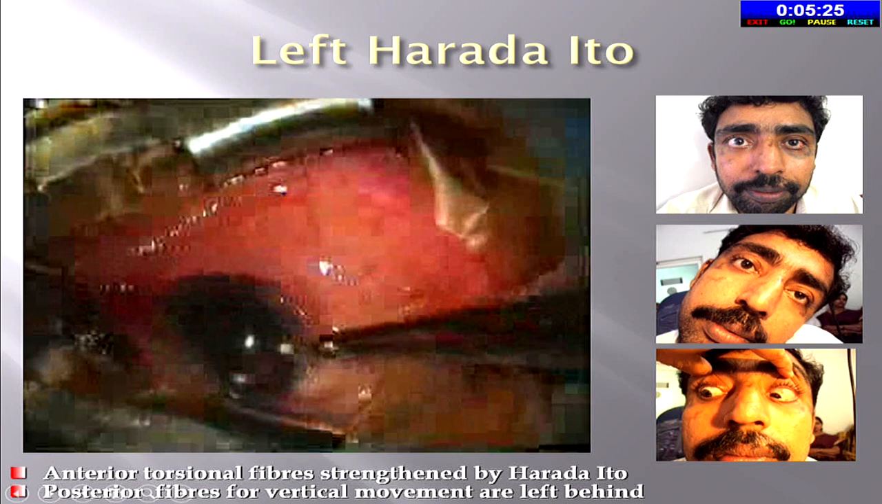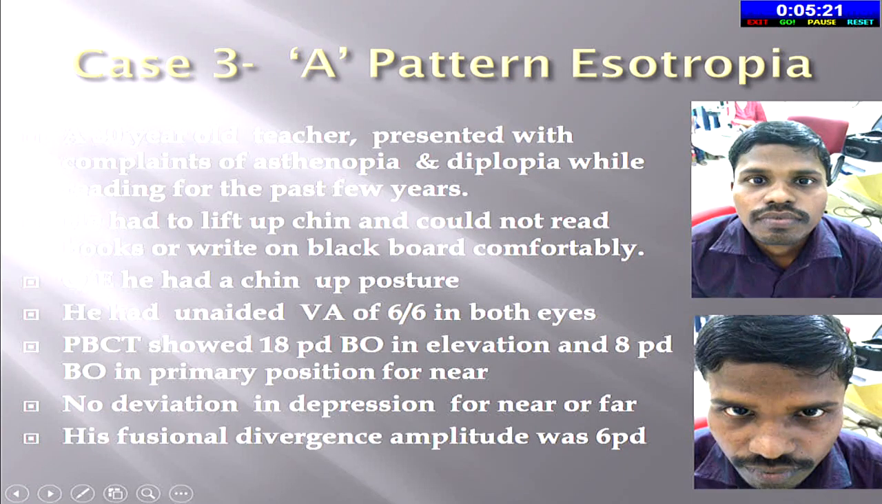He was completely relieved after doing the Harada-Ito procedure. So this is another case, a 30-year-old teacher who presented with complaints of asthenopia and diplopia while reading for the past few years. He had to lift up his chin and could not read books or write on the blackboard comfortably. On examination, he had a chin-up posture, as you can see here, and he had unaided visual acuity 6/6.